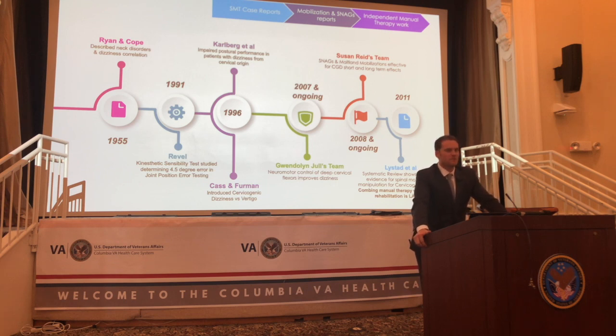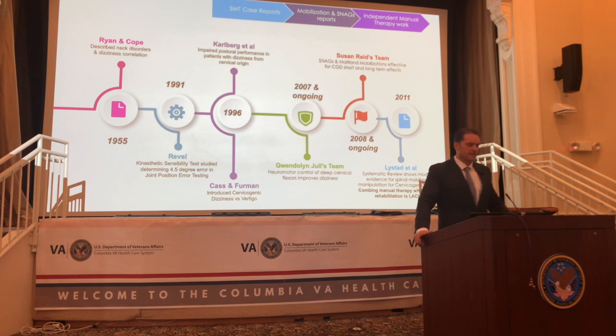And more than likely, the same person who's doing the eccentric training for the Achilles is probably doing the Grasson approach to the calf too. So it's the same person versus doing separate entities. But if we take it through a timeline of how we got here, actually Ryan and Cope was the first one in the modern era to describe neck disorders and dizziness, and that was in 1955.